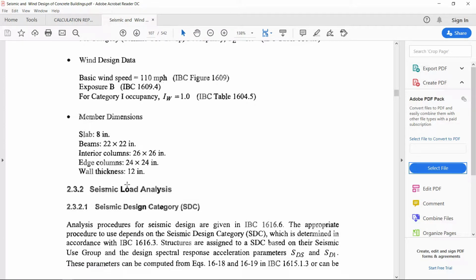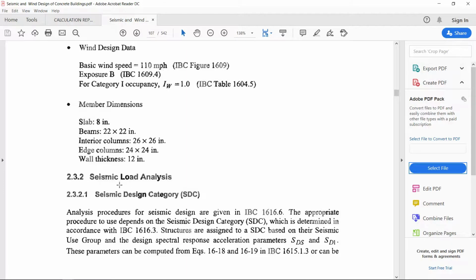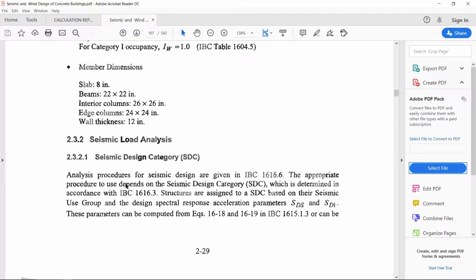So what I did, first I tried to prepare a calculation sheet so that it will be very easy to present to the audience how the loads are defined, and once the loads are defined, then I will use those loads and modify the model in STAAD, and I will run the STAAD model, and then I will try to interpret the results of STAAD.